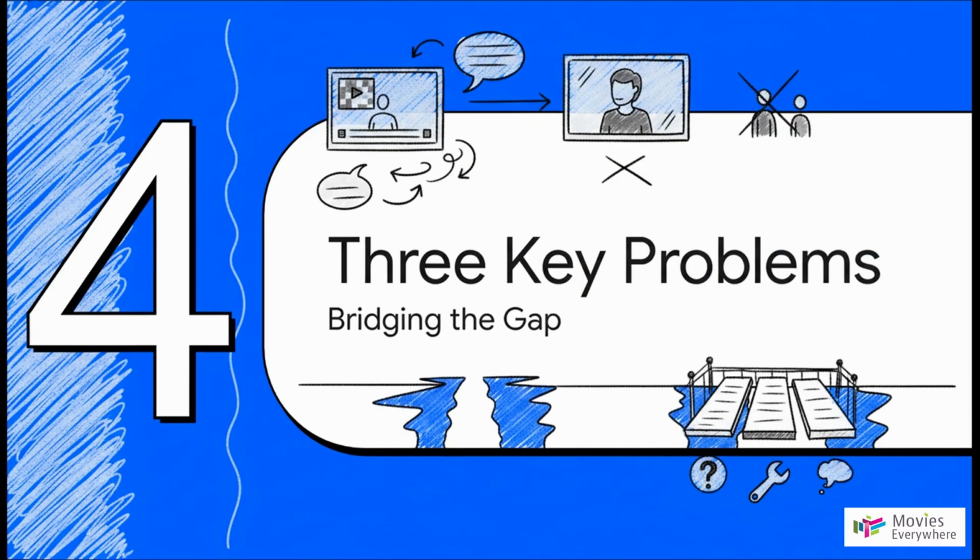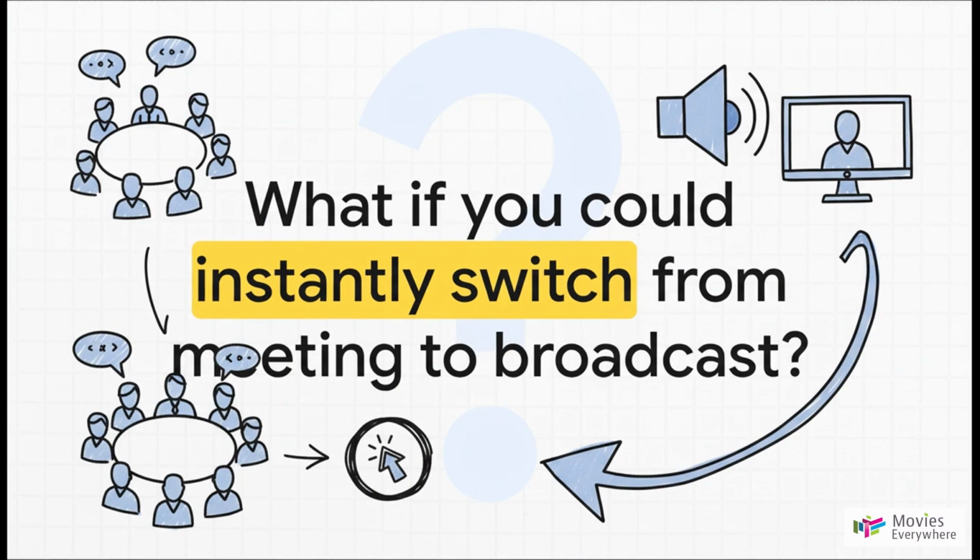So this divide we've been talking about, great interaction with bad video on one side and amazing video with no interaction on the other, it really highlights three key problems that someone needs to solve if we're ever going to bridge this gap. So problem number one is the total lack of flexibility. What if you could just seamlessly transition from that interactive roundtable discussion to a polished professional broadcast, all within the same event, with just a click?